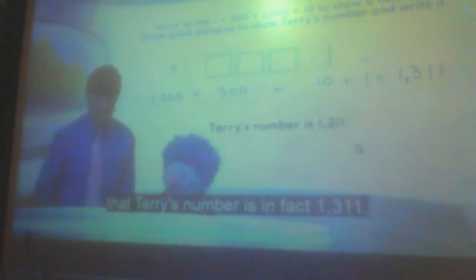And don't forget, 1, 2, 3, we put a little comma here so we can see it's the thousands. That's right. And so what we discover is that Terry's number is in fact 1,311. And we've done it, and we can visualize it. So here's how you can draw a quick picture of it.